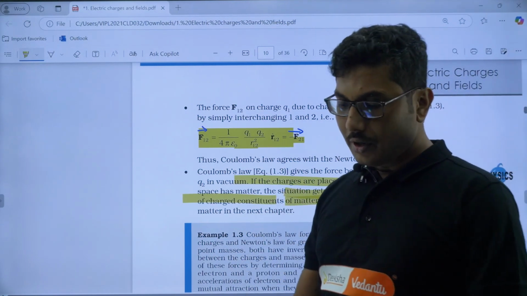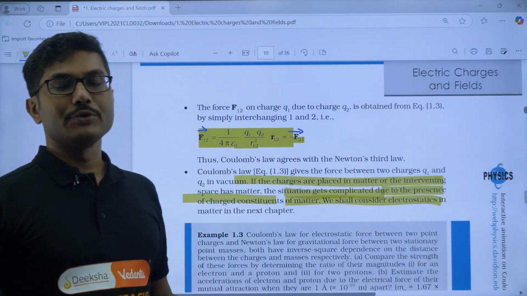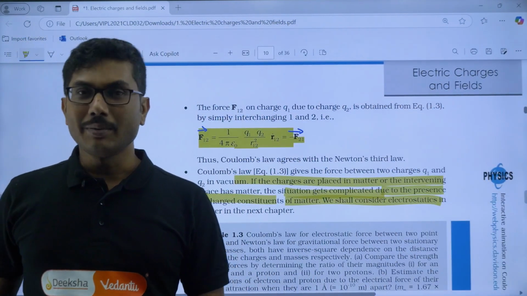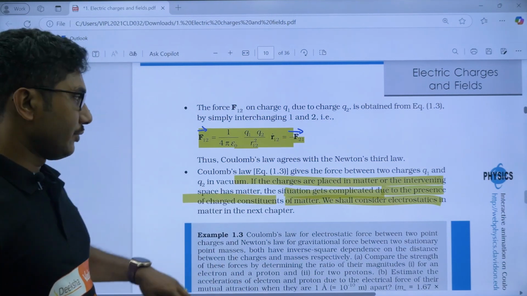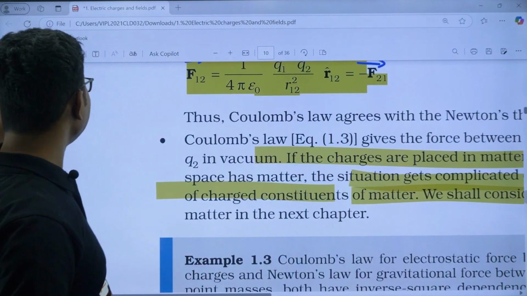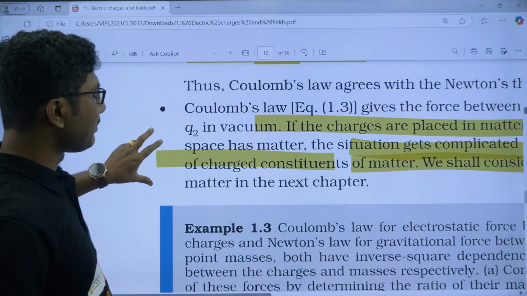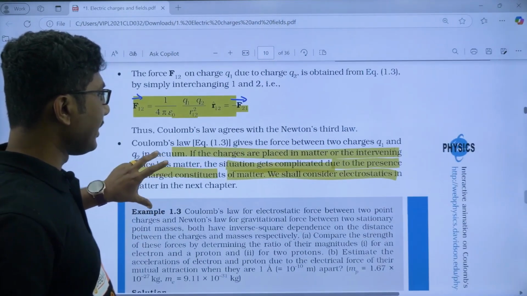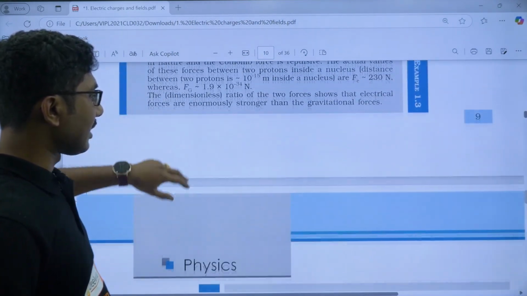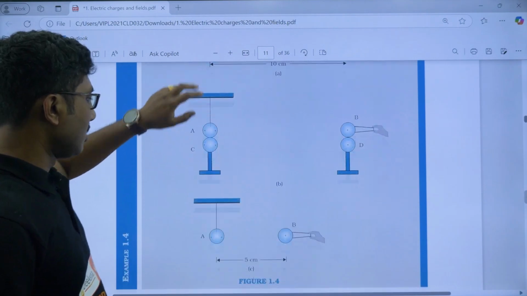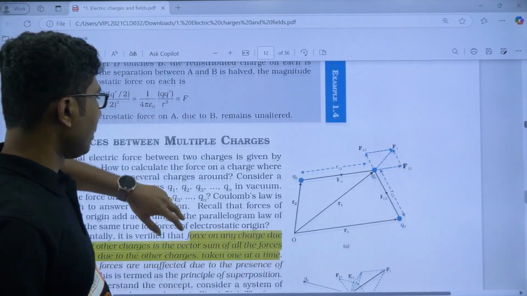What happens to the force between two charges if you keep a dielectric medium between them? They will not discuss this in detail in the next chapter, but this part you should know. If you have interest, I have done that in my KCET class, you can check that out.